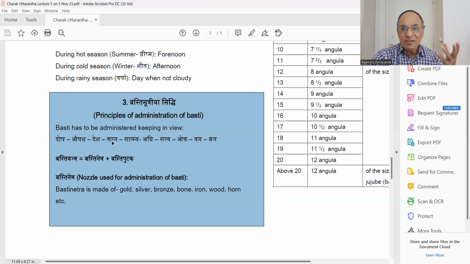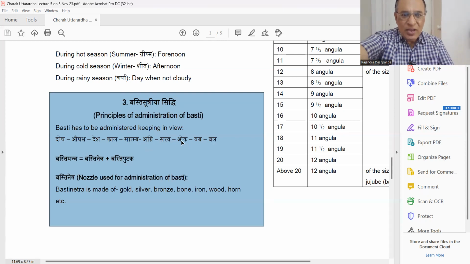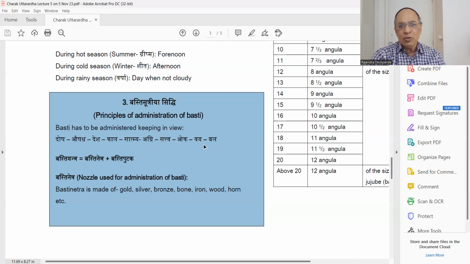Then according to the season, you have to see the proper season. Satmya, which type of treatments are good for the patient, which are tolerable and which cannot be tolerated. Then we have to consider the Agni, Sattva, that is the mind. Then Oka Satmya, which has already been adapted and the patient is aware of that particular thing. Then Vaya, considering the age factor and also the physical and mental strength of the patient. All these factors should be considered whenever you want to give Basti Chikitsa. Okay. Now there is a specific instrument which is called Basti Yantra.